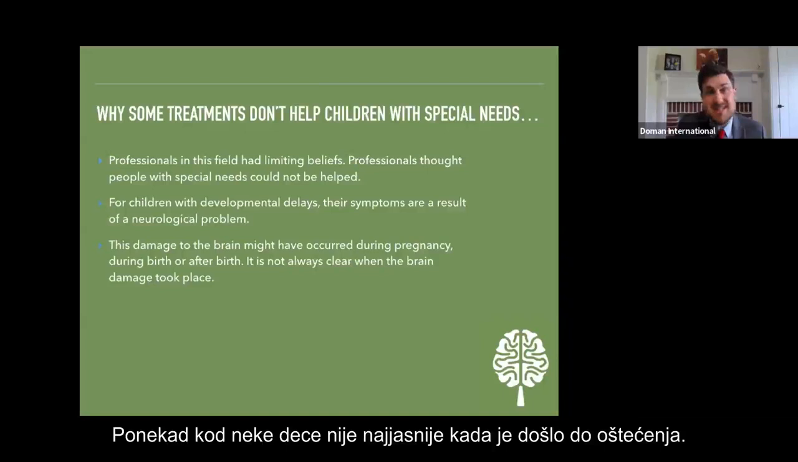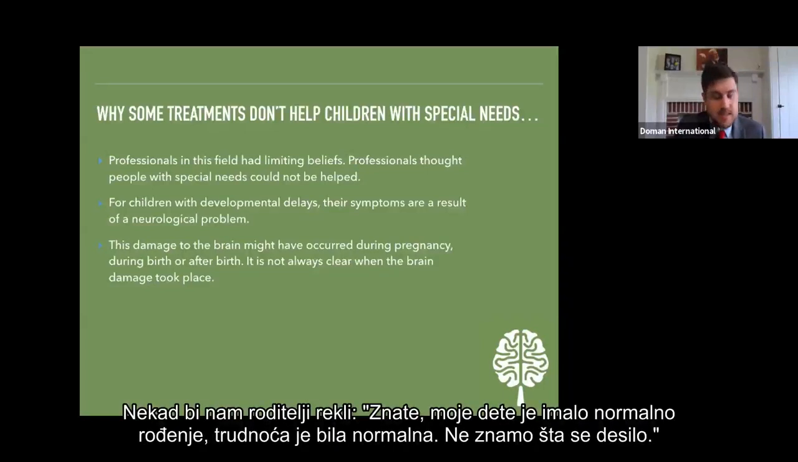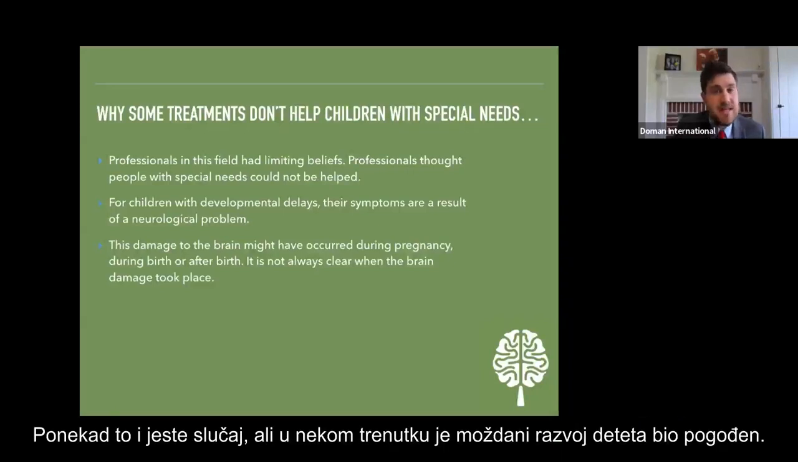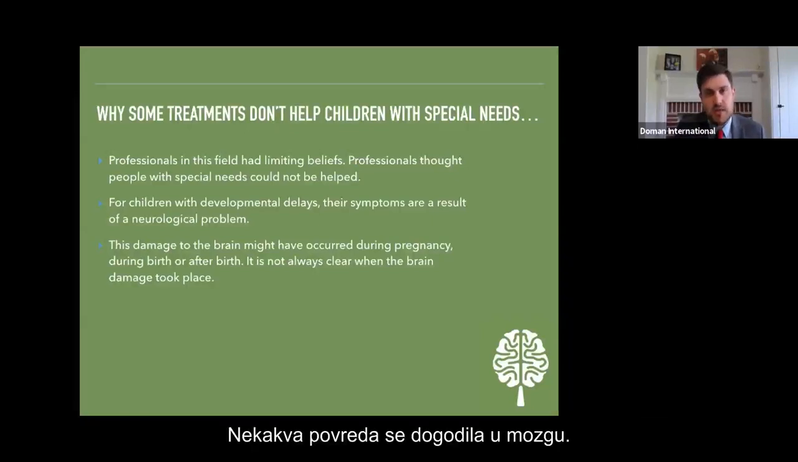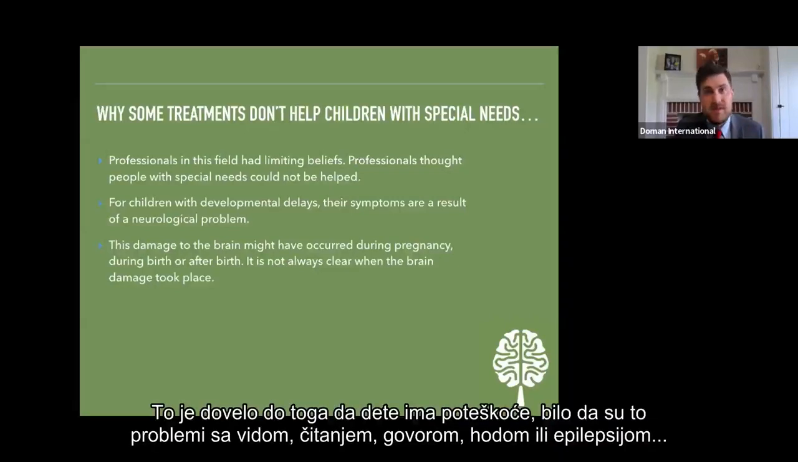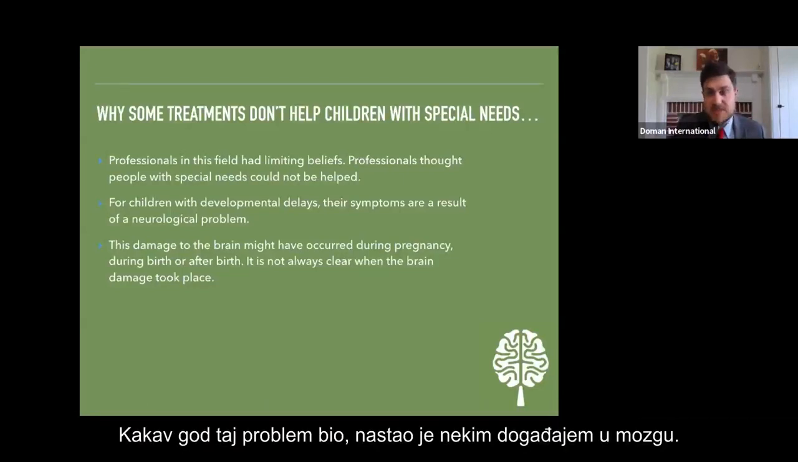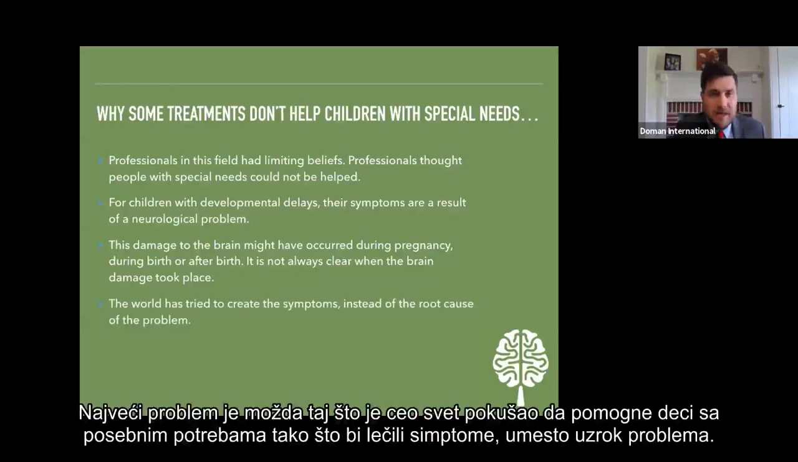Now, sometimes for certain children, it's not clear when brain damage occurred. Sometimes parents will say to us, you know, my child had a normal pregnancy, a normal birth, we don't know what happened. And sometimes that is the case. But along the way, at some point, the child's brain development was affected. Some kind of injury happened in the brain, and that led to the child having issues, whether those issues are in seeing or reading or talking or walking or epilepsy, whatever that issue is, it's because something occurred in the brain. And here's the big problem. The world has always tried to help kids with special needs by treating the symptoms instead of the root cause of the problem.